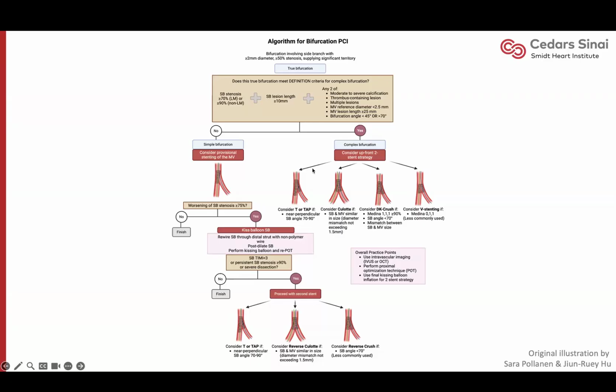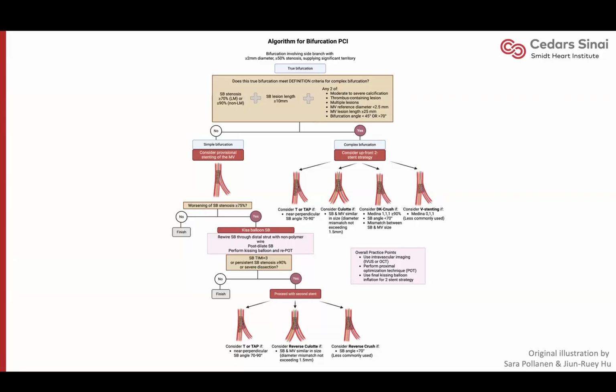For complex bifurcations, an upfront two-stent strategy is recommended. Here, the choice of technique is tailored to the lesion morphology. T or TAP stenting can be considered for a near perpendicular side branch angle, meaning 70 to 90 degrees. Culotte can be considered for vessels with similar reference diameters, with a diameter mismatch less than 1.5 millimeters.